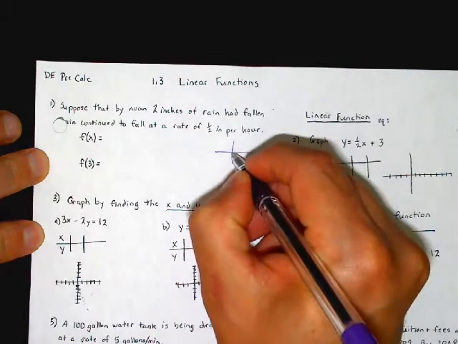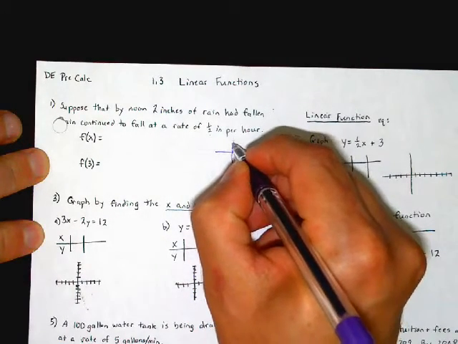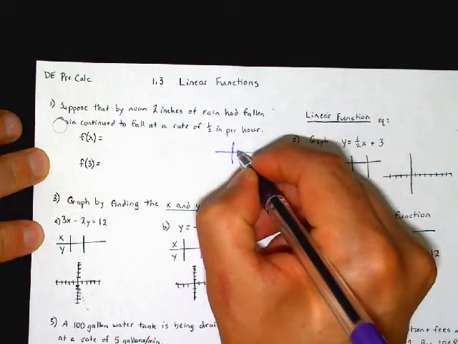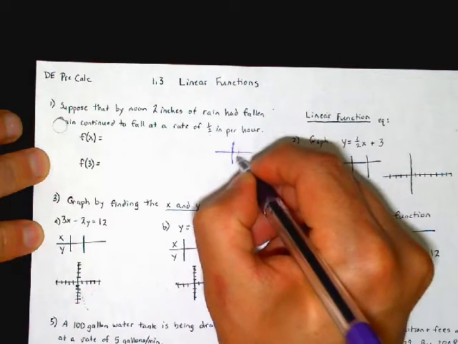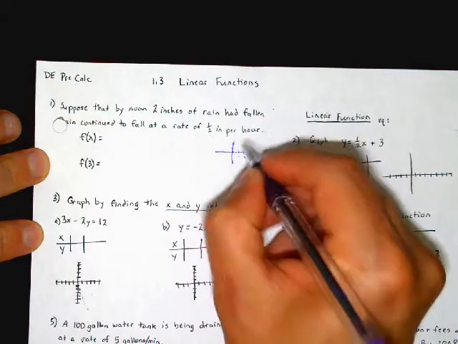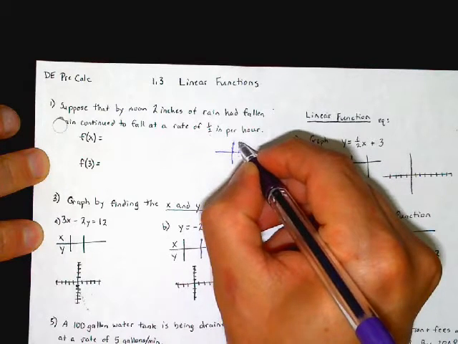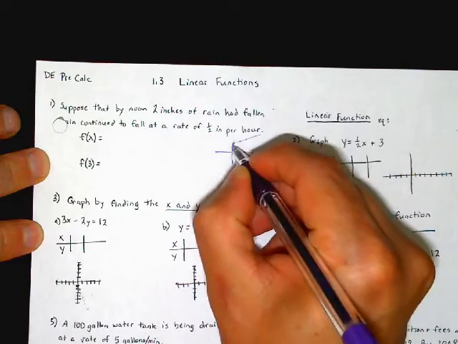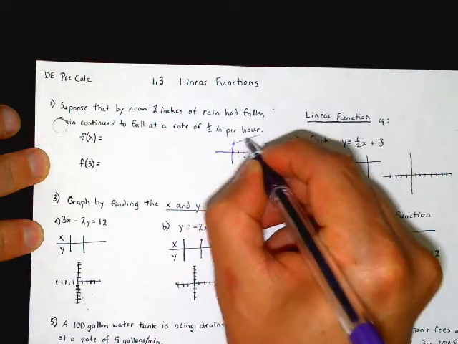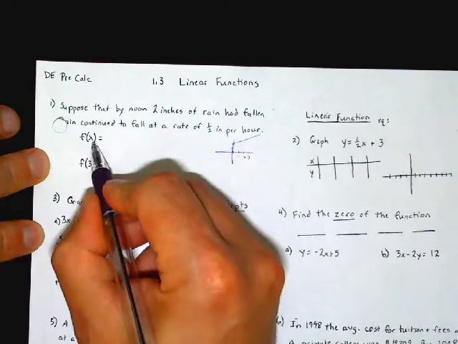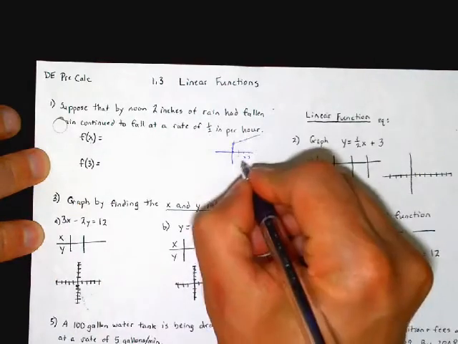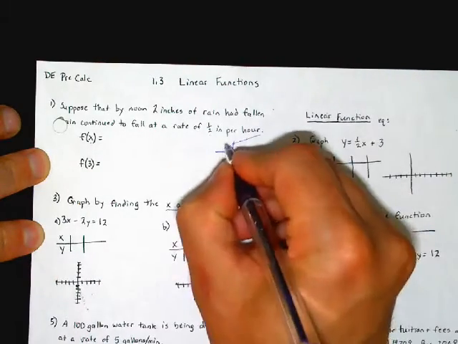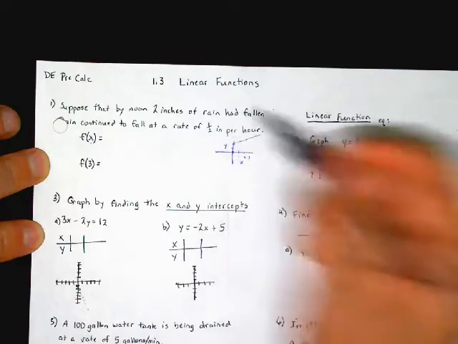At noon there were 2 inches, and every hour, so 1 hour, 2 hours, 3 hours later, it increases by 1/2. So it goes up 1/2 every hour. So we have this function, f of x. X is the number of hours. Y is how much rain has fallen.